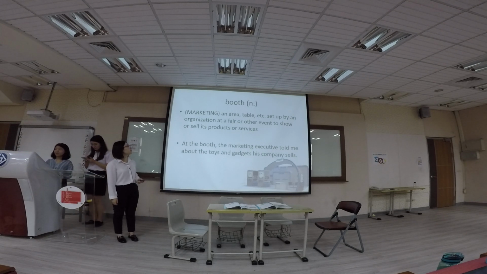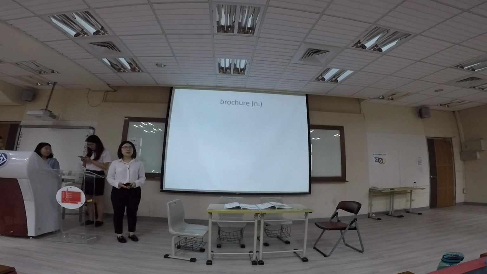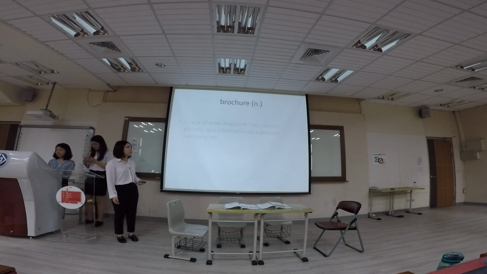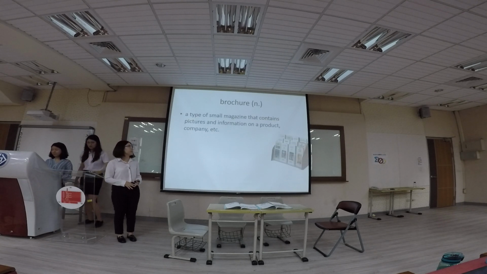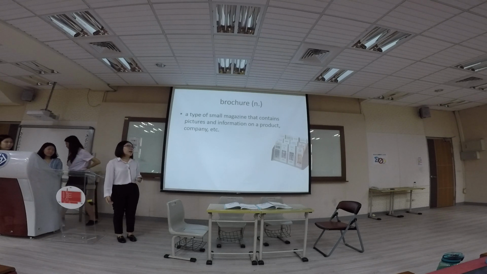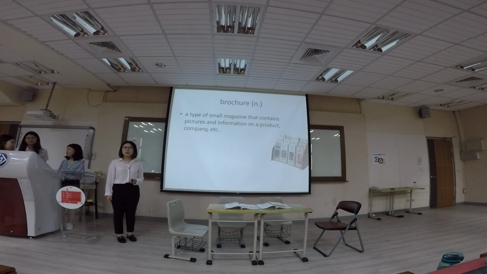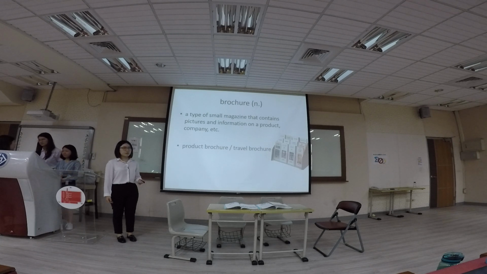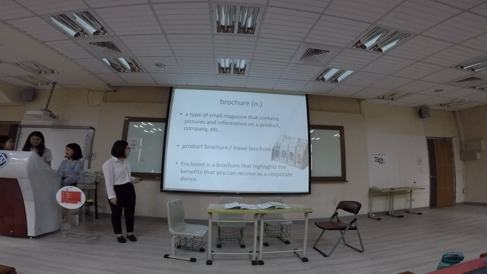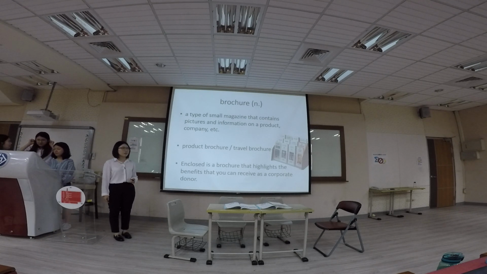We'll move on from this word. Next is brochure. Brochure is a type of small magazine that contains pictures and information about a product or a company. Usually you can find it in a brochure case. And there are many different kinds of brochure, such as product brochure and travel brochure. Let's look at the example sentence. Enclosed is a brochure that highlights the benefits that you can receive as a corporate donor.